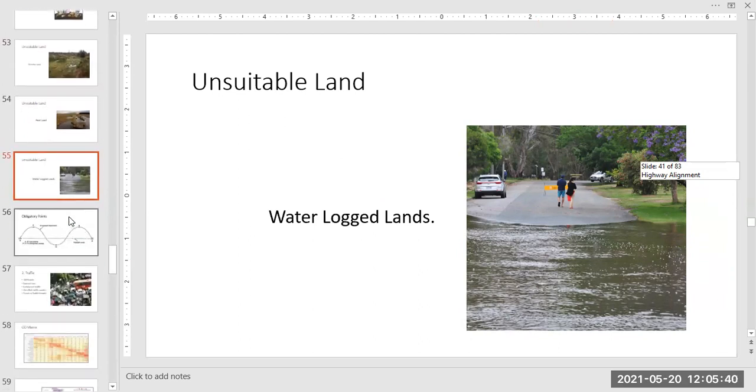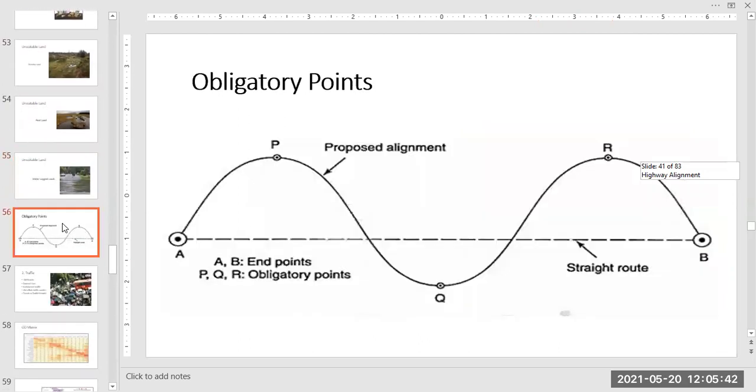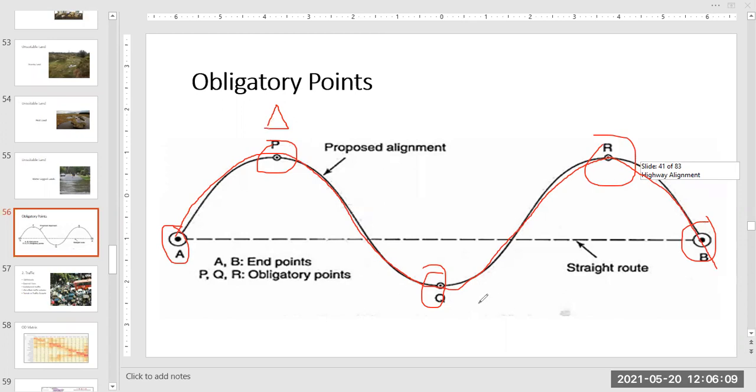So guys, I want to conclude based upon the obligatory points. So our road should be like this. Yes, these are positive obligatory points. Yes or no? Yes, sir. Because the road is going through that. These are all positive obligatory points. What is a positive obligatory point? It can be a mountain. This can be a river.